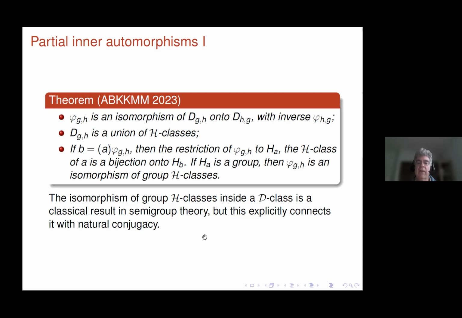In the case where the H classes are groups, which happens if and only if they contain idempotents, then this is actually not just a bijection of sets, it's an isomorphism of groups. Now, the fact that group H classes sitting inside a D class are isomorphic is a classical result of semigroup theory that goes way, way back to the origins of the subject. But this actually explicitly connects this notion with natural conjugacy.